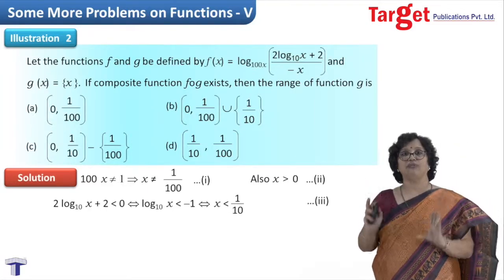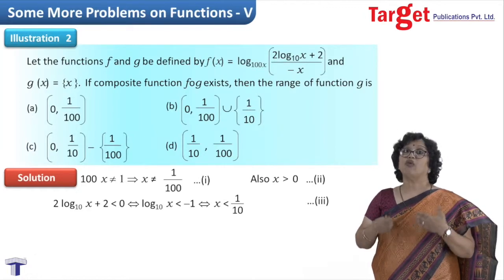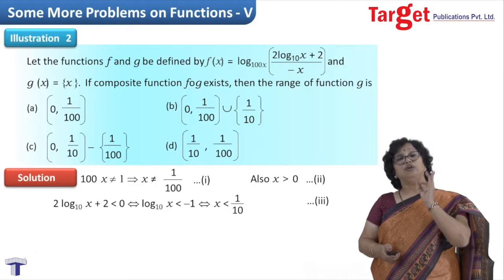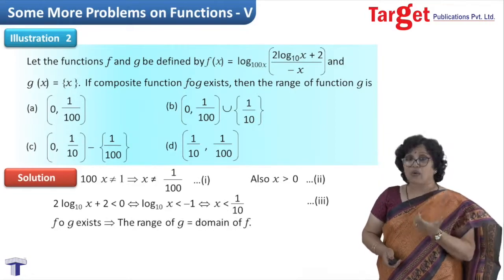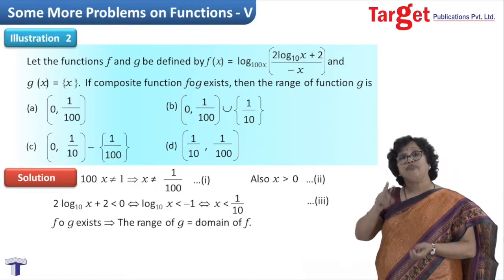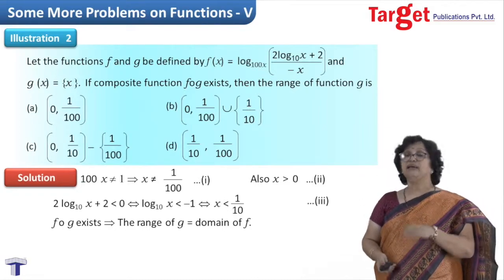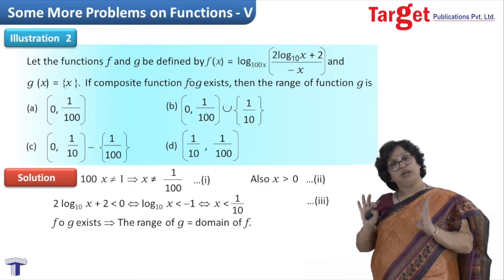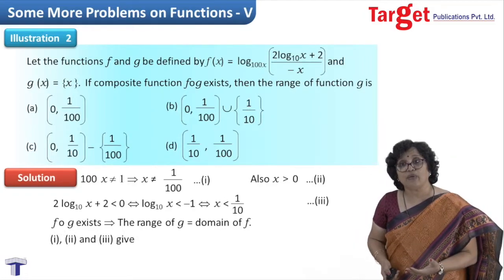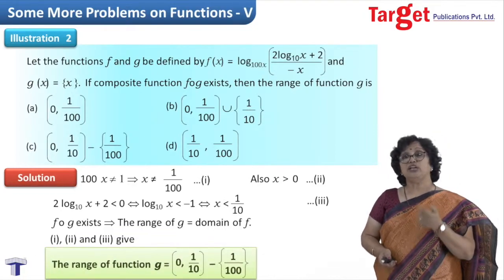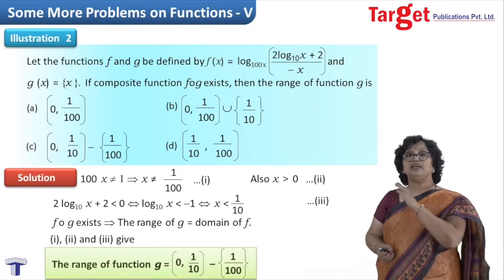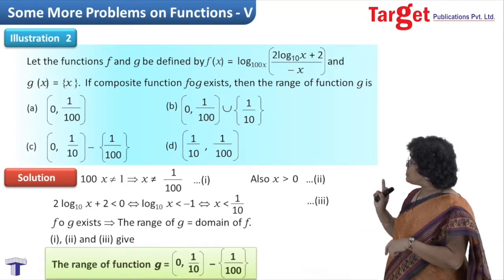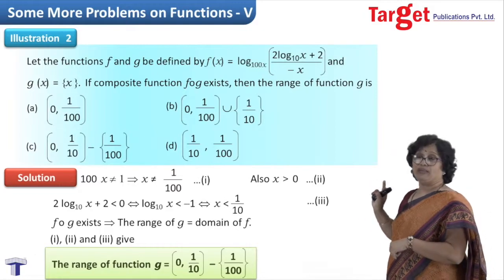So, we have gathered information about x. And what does x stand for? Values of x are going to be in the domain of f. Now, let us get back to the previous part. FOG exists means the range of G is the same as the domain of f. And the domain of f, that information we have already found. So, I can directly write from there that the range of G is going to be, since I have mentioned x is less than 1 by 10 and x is greater than 0, my first part is the open interval 0 to 1 by 10.